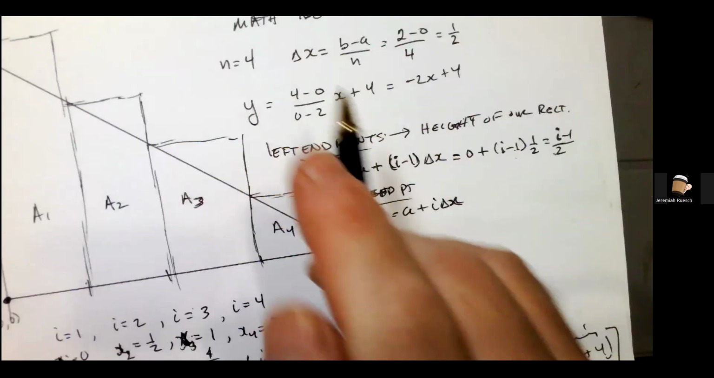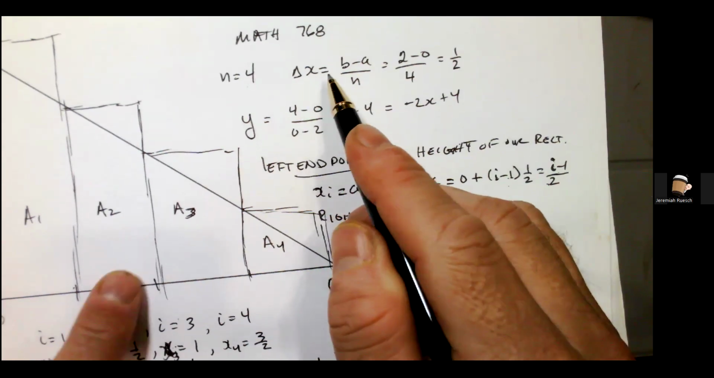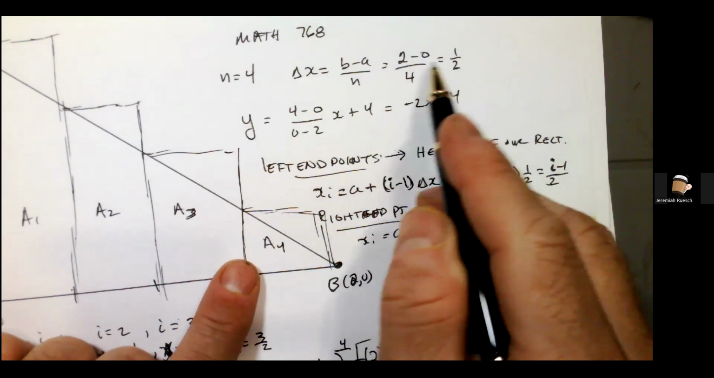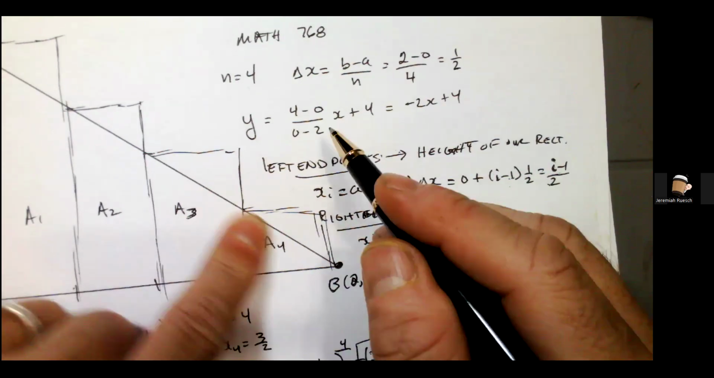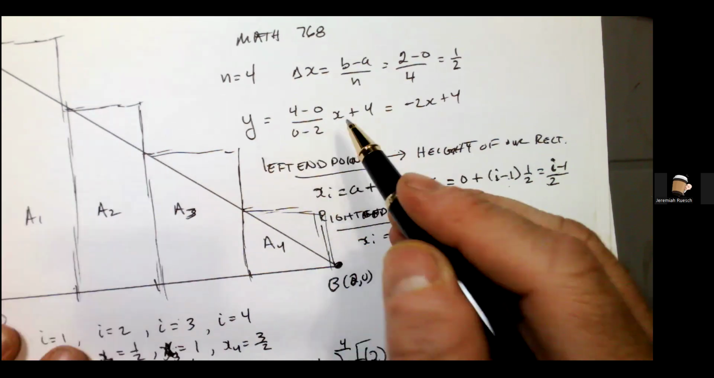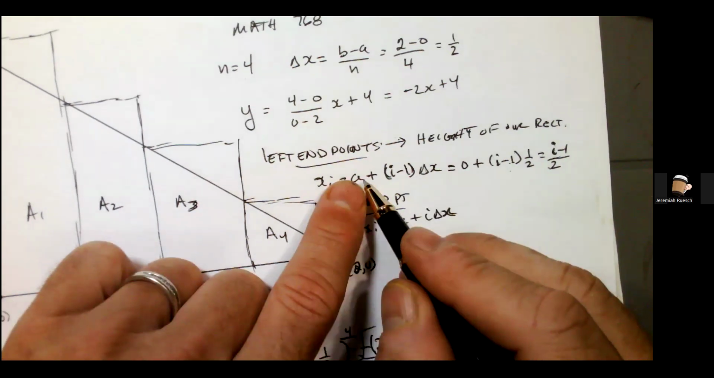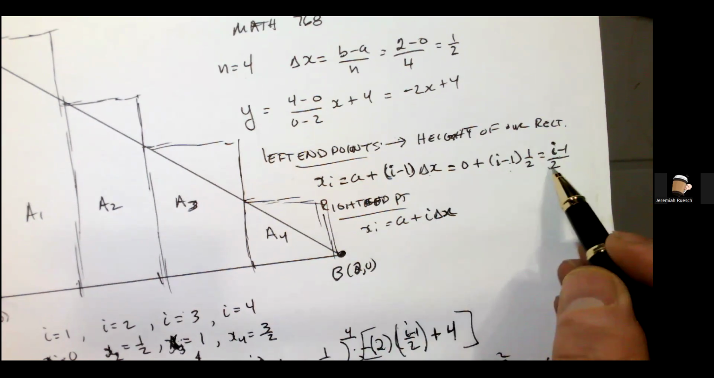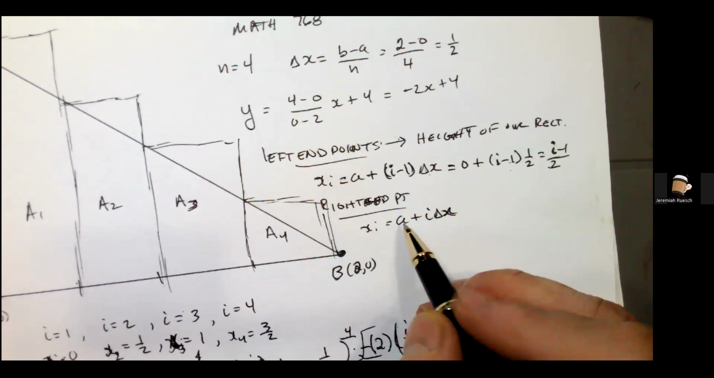Okay, so we chose a number of rectangles. We found the base width of each of the rectangles by taking b minus a over n, which gave us a half. We found the equation of the line here. Sometimes that's given to us, sometimes we know the height of the function, and this is going to be the height of the rectangles. Since we wanted left endpoints, we're going to stay consistent here. We're going to use a plus i minus 1 times delta x, which reduces to i minus 1 over 2 since a is 0 in this case.